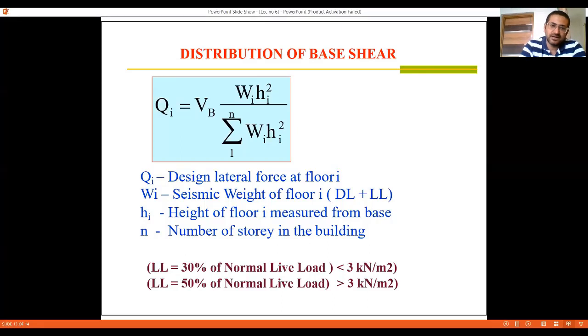Now seismic weight can be calculated based on IS 1893. Two guidelines are given. If the value of live load applied on the structure is less than 3, then a reduction factor of 0.25 is to be applied. And if the value of live load is greater than 3, then a reduction factor of 50% is to be applied. So the seismic weight of the structure can be W is equal to dead load plus 0.25 LL, or dead load plus 0.5 LL, depending upon the live load applied on the structure. hi is the height of the floor measured from the base, and n is the number of stories in the building.